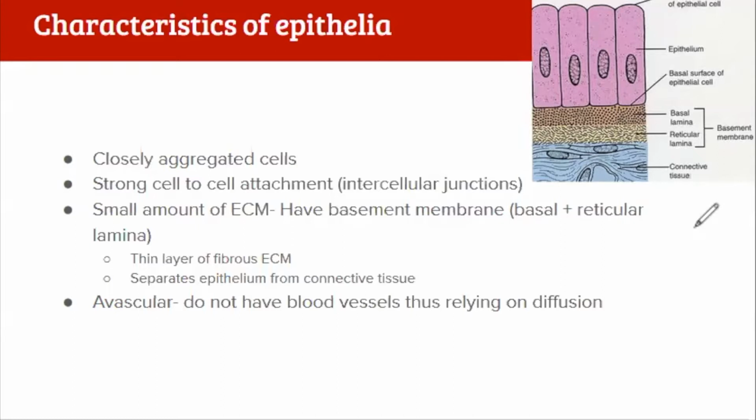And epithelia are also avascular, which means without vascular vessels, they don't have blood vessels there to supply them, which means for most of their nutrients, oxygen and carbon dioxide, they're relying on diffusion.